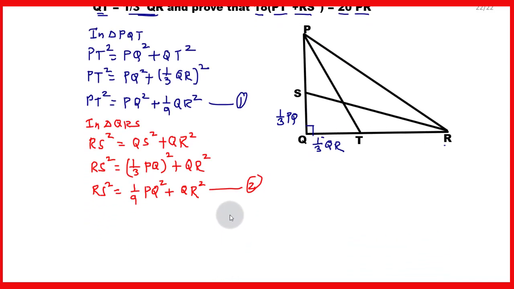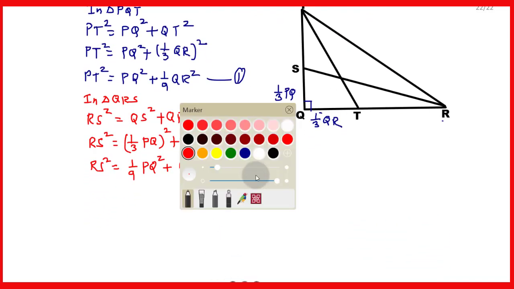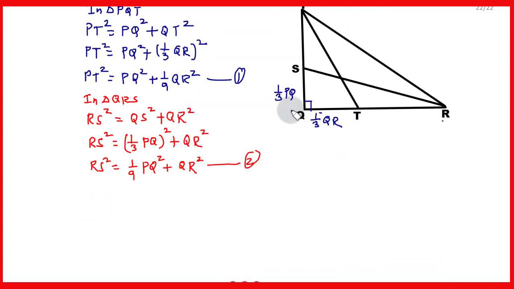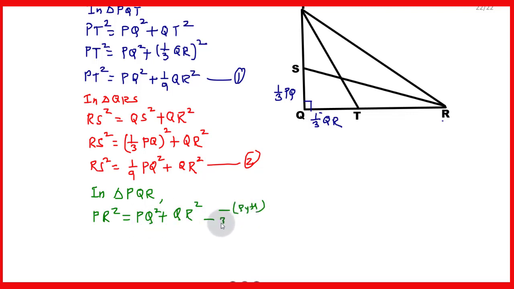Now we will take another triangle, that is triangle PQR. So in triangle PQR, what we have? Square of the hypotenuse, that is PR square, is equal to PQ square plus QR square. Everywhere you write the reason, that Pythagoras theorem. And now let this be number 3. Now we will add equation number 1 and equation number 2.